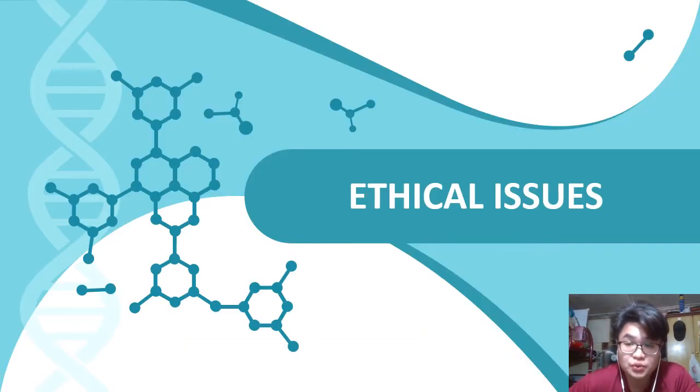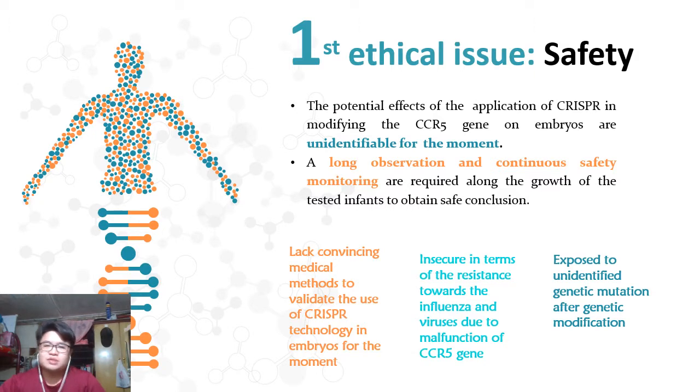Let's move on to the ethical issues. The first ethical issue is about the safety of the embryos and their future generations. We are lacking convincing medical methods to validate the use of CRISPR technology in embryos for the moment. The potential effects of this technology on the embryos are unidentifiable. A long observation and continuous safety monitoring are required along their growth to obtain a safe conclusion that it can be used. The infants are insecure in terms of lower resistance towards the influenza and virus, and they might also be exposed to unidentified genetic mutation. Hence, this will lead to the safety issues of the future generations and the embryos themselves.